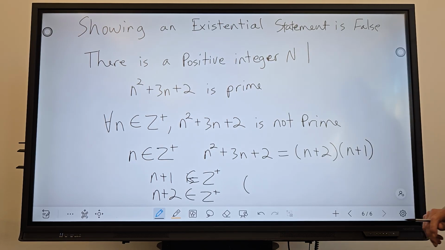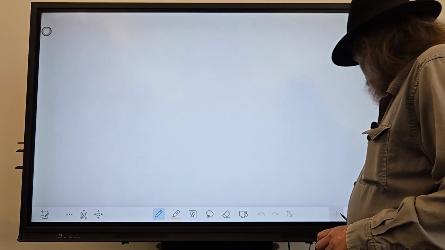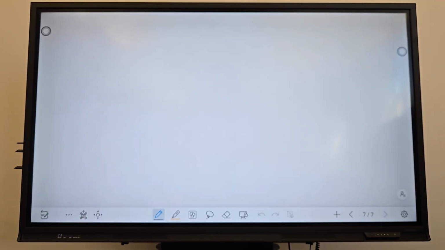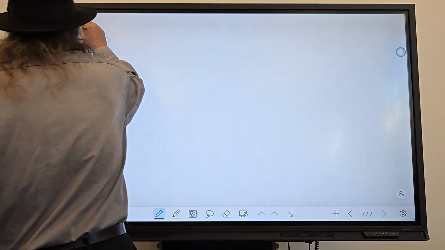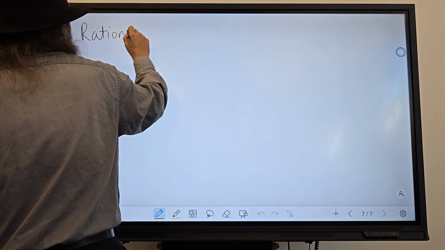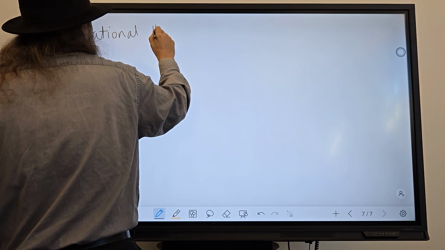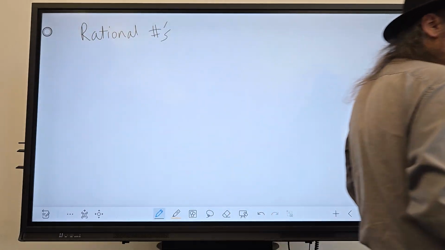And let's see here, move on to the next section. More about direct proof and counterexample with rational numbers. Rational numbers.